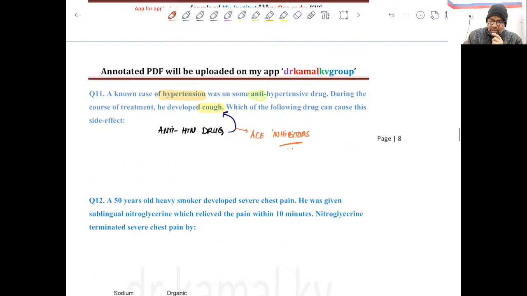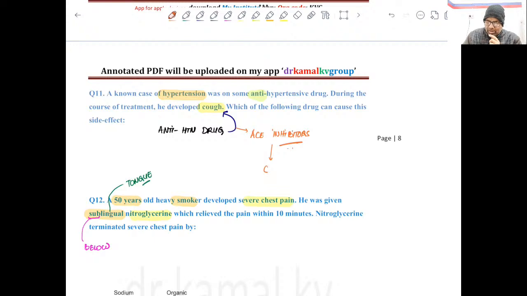Then moving forward, a 50-year-old heavy smoker develops severe chest pain, and we know that for angina we give sublingual nitroglycerin or nitrates. Sub means below, and lingual is of course tongue, so we keep the medication below the tongue. Yes, Bhavnesh, absolutely right, this is captopril. Clear? So any drug which ends in pril, right?